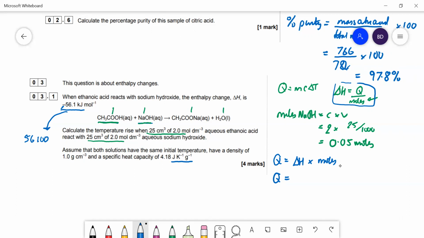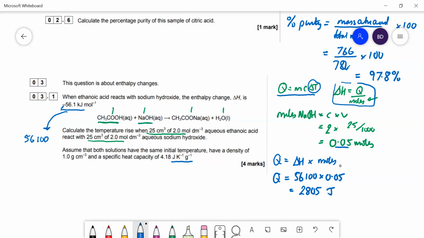Okay, so we've got 56,100 multiplied by 0.05, which gives us the quantity of heat released in the reaction, 2,805 joules. Now we've got a value of Q, and we need to put that into this equation here so we can work out the value of delta T, which is what it's asking us.